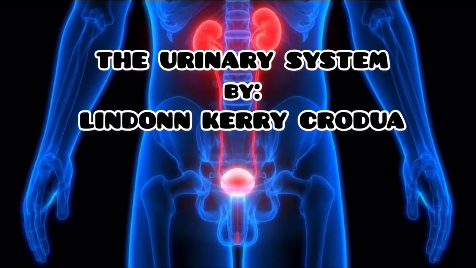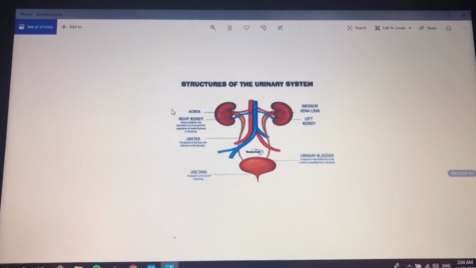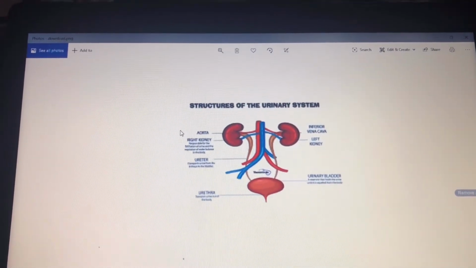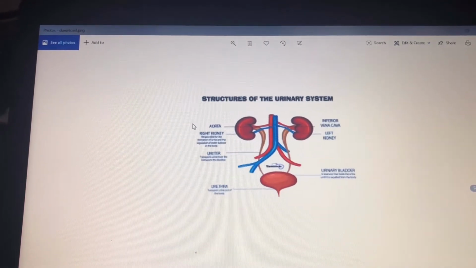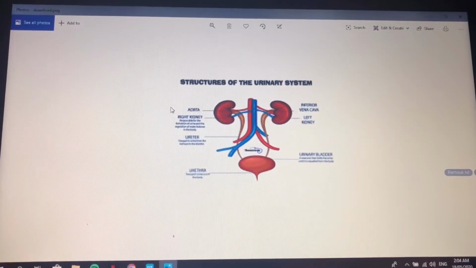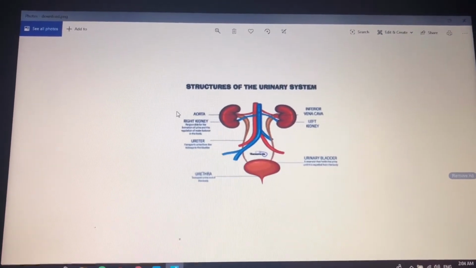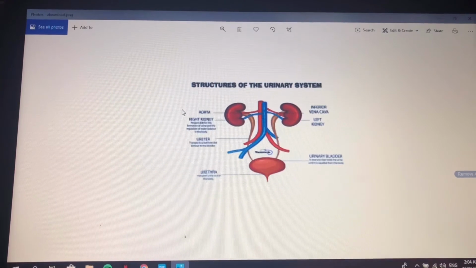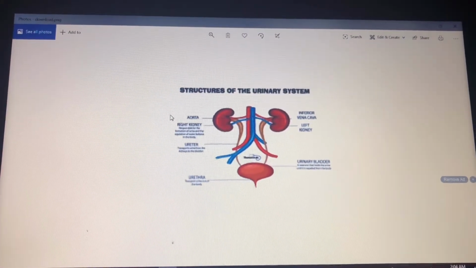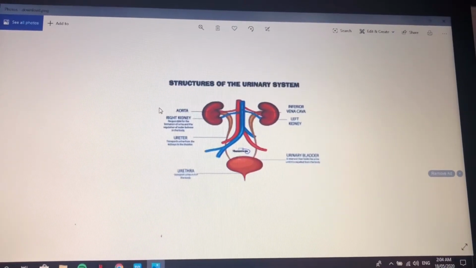The urinary system. First, what is the urinary system? So the urinary system, also known as the renal system or urinary tract, consists of the kidneys, ureters, bladder, and the urethra. The purpose of the urinary system is to eliminate waste from the body, regulate blood volume and blood pressure. It controls the levels of electrolytes and metabolites and regulates blood pH.